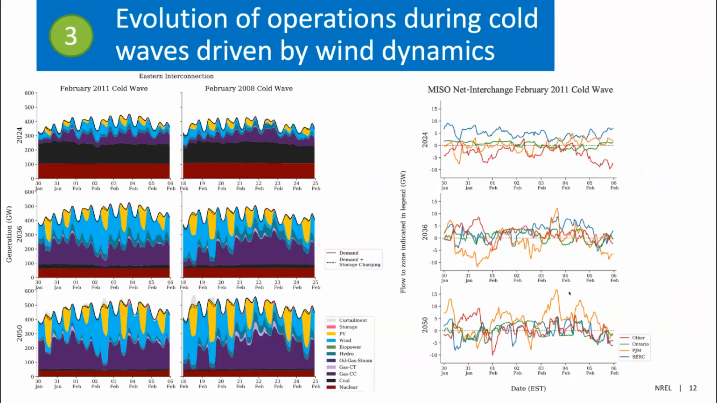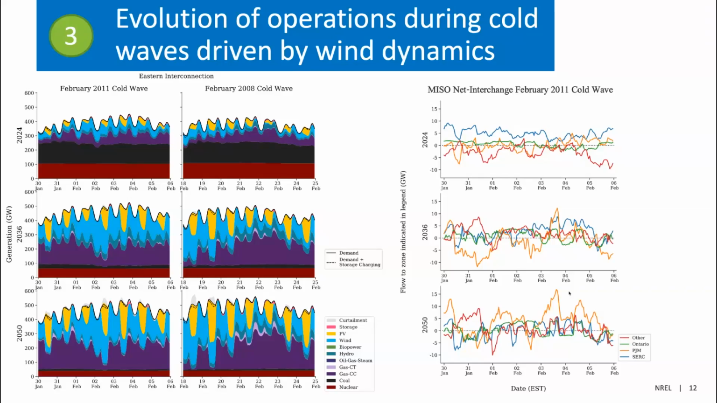Sticking quickly with the cold waves, on the left-hand side, we're looking at system dispatch during those same two cold waves that we were just looking at, with the left-hand side being the 2011 extreme cold wave and the mild cold wave on the right-hand side. And we're looking at how the system operations changes from 2024, 2036, and 2050. And we can really see just how much wind is available as that initial front comes through in both events. But in the 2008 event, we see the wind die down significantly over the next few days, requiring gas and hydro to fill in the gap, whereas in the 2011 event it wasn't needed as much.